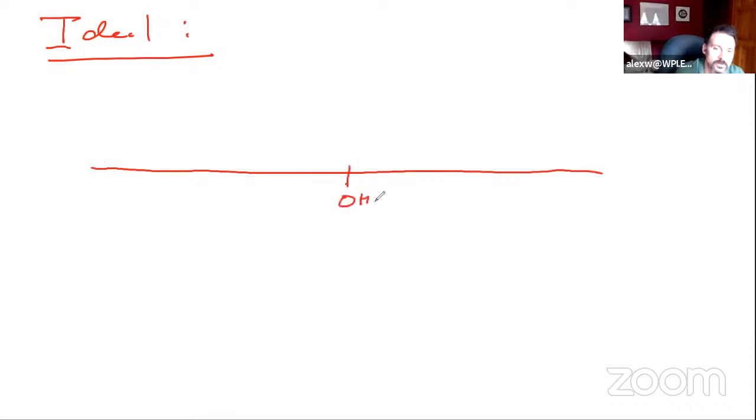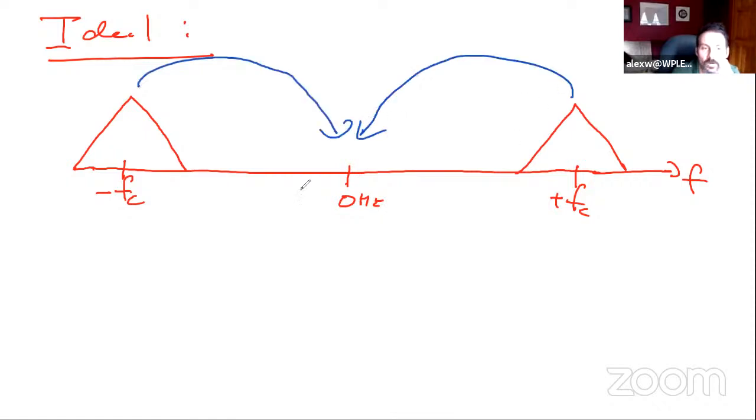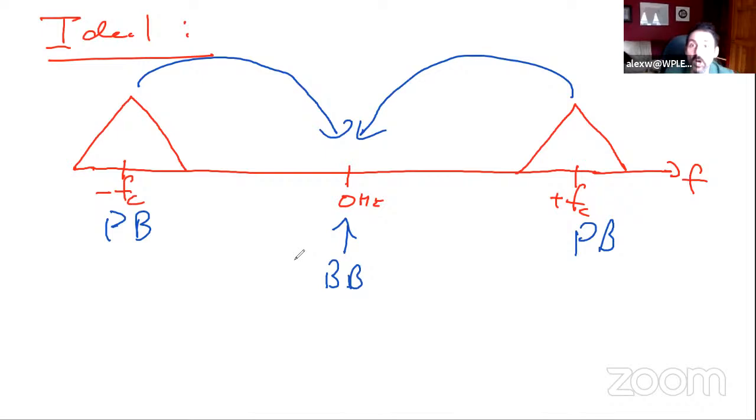So let's look at the frequency domain. Here's 0 hertz. Here's minus FC. Here's plus FC. And suppose that you have a signal here and a signal here. This is in the frequency domain. How do you bring that waveform to DC? These are passband, and this is baseband. This is where you want to play. This is where you do your detection, your signal processing, where you decode your signal.